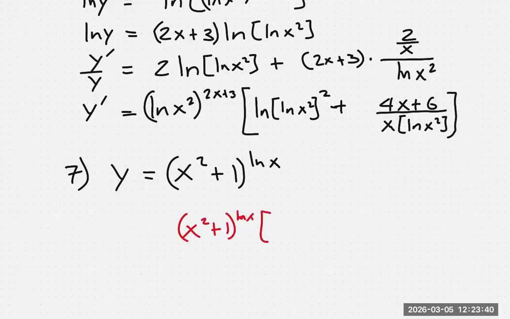All right. So open square bracket, 1 over x, open another square bracket inside, or curve bracket, whichever one, ln open bracket again, x squared plus 1. Close the inside square bracket. Plus ln x, open bracket again, 2x over ln open bracket downstairs, x squared plus 1. Close bracket, close square bracket.